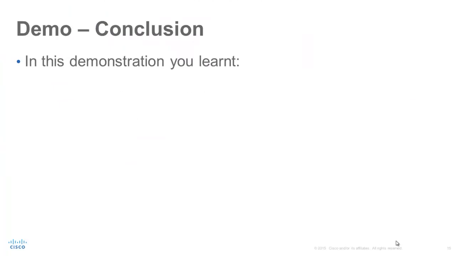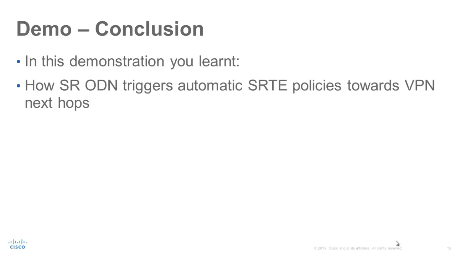Let's now move to the conclusions. In this demonstration, you learned three things. You learned how segment routing on-demand next hop is capable of triggering automatic policies towards VPN destinations. The example that we covered today was L3VPN, but it would equally cover layer 2 VPNs as well.